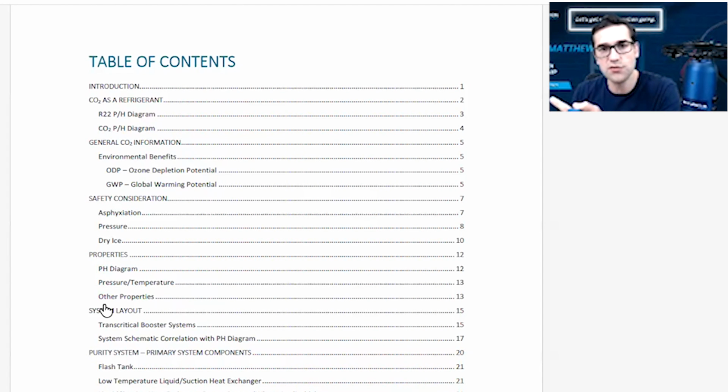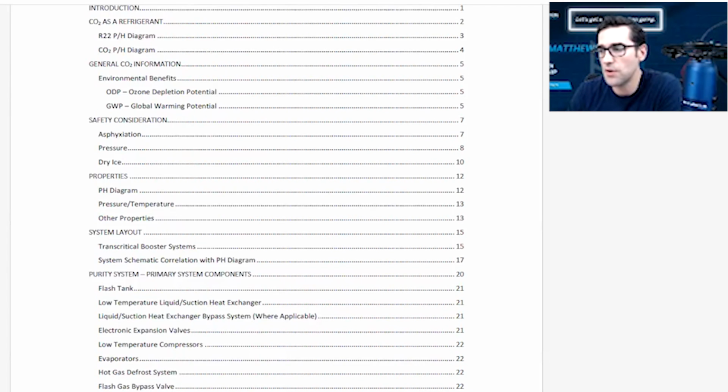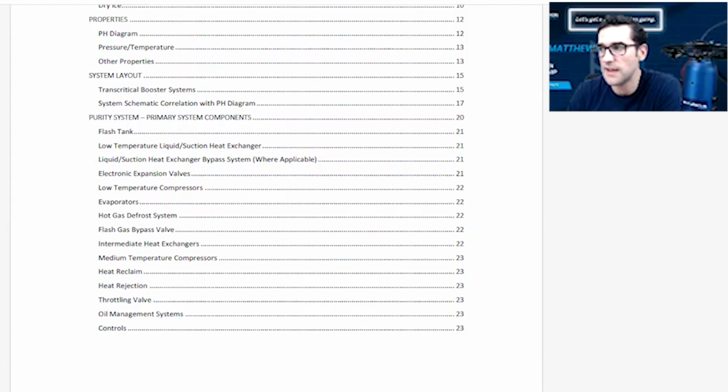Understanding the critical point, the triple point, the dry ice, the diagrams, pressure, temperature. Most manuals, that's what you'll see at the beginning, because they want to give you an introduction of what CO2 is all about. But when you get in there, you dive down into the specific components of the system and installation requirements. That's usually where I will jump to.